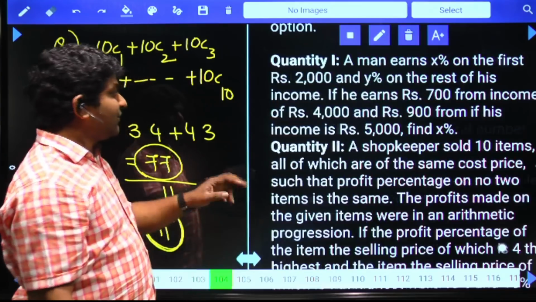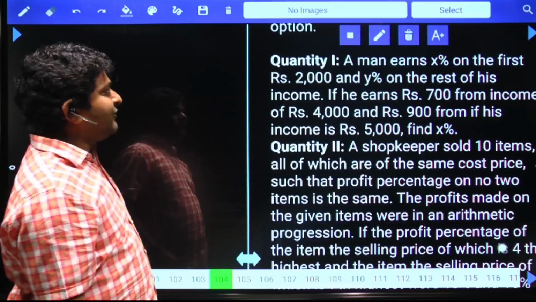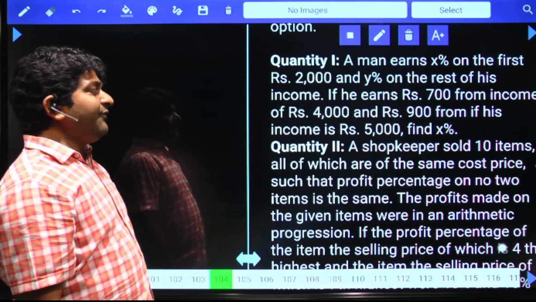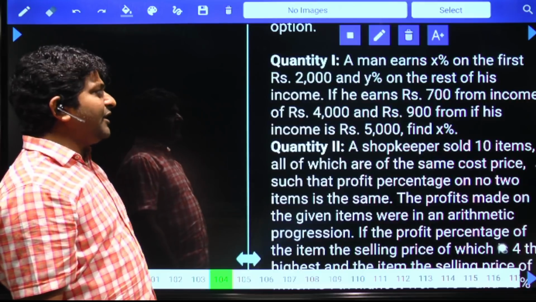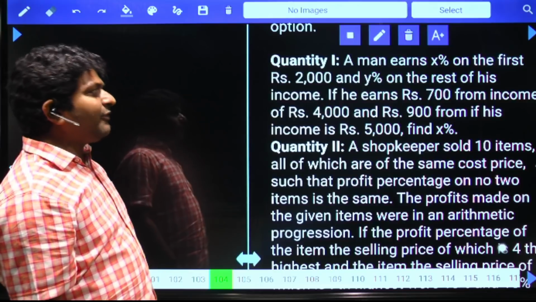That's it. Next. A man earns X percentage on the first 2,000 rupees and Y percentage on the rest of his income. If he earns 700 rupees from income 4,000 and 900 from his income 5,000, find X percentage.